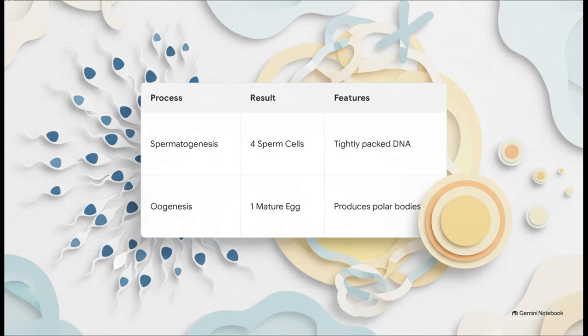We're talking 4 active sperm cells with tightly packed DNA and a whip-like flagellum for movement. Oogenesis, on the other hand, is a totally different strategy. It prioritizes quality over quantity, investing all its resources into creating just one single mature egg. The rest of the genetic material, it just gets discarded as unused polar bodies.